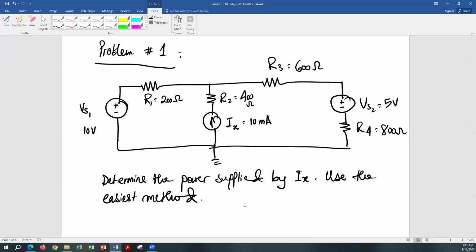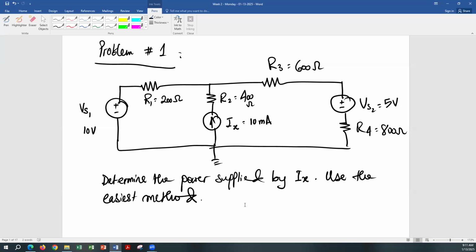All right, guys. So the first part, again, when you see a problem, you have to, in your mind, analyze it. And in your mind, you have to determine what quantities you know, and what quantities you need to know in order to get the quantities that you don't know. In this case, you need to know, of course, how much power is supplied by Ix, and for that, what do you need to know? If you want to calculate the power supplied by the source, what quantity do you need to calculate?